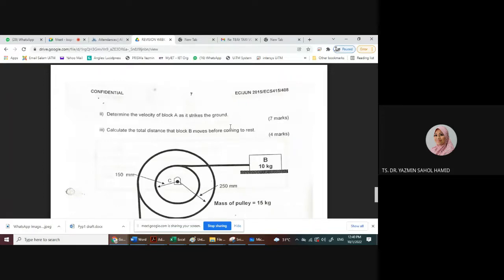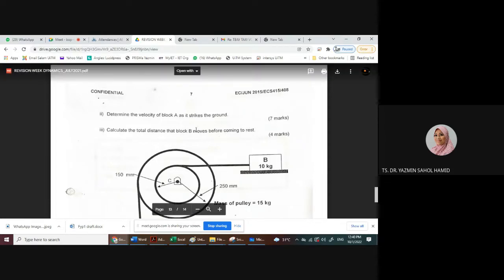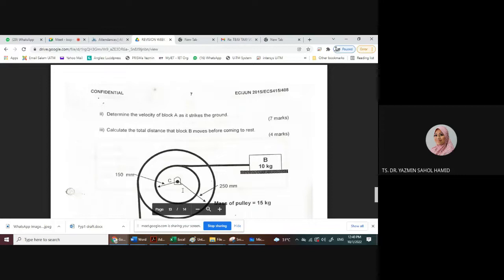Ingat tak jalan kerja topik kinematic of rigid body? Ingat ke tak? Ingat tak you all? Now, untuk soalan ni, saya nak you try solve menggunakan work energy. Boleh tak? Boleh kan? Soalan ni? Kalau saya tanya you sekarang ni untuk guna soalan work energy, apa formula dia?